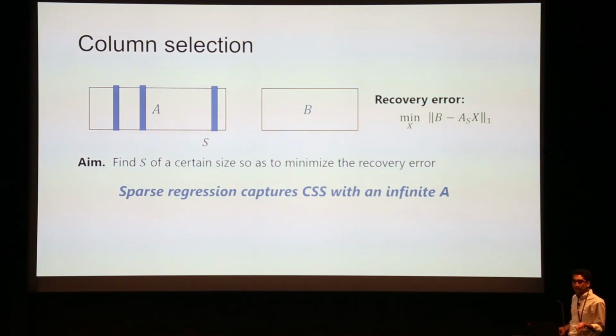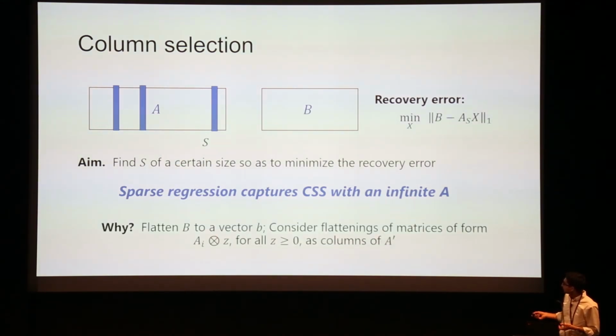In sparse regression you just have one vector. You have a bunch of columns, you want to approximate it using this. But you can capture it if you allow infinite A's, right? Because you can flatten the whole matrix B into one vector little b. And you think of a whole bunch of columns forming a matrix A prime, where these columns are all flattened versions of this column tensored with some non-zero vector z.